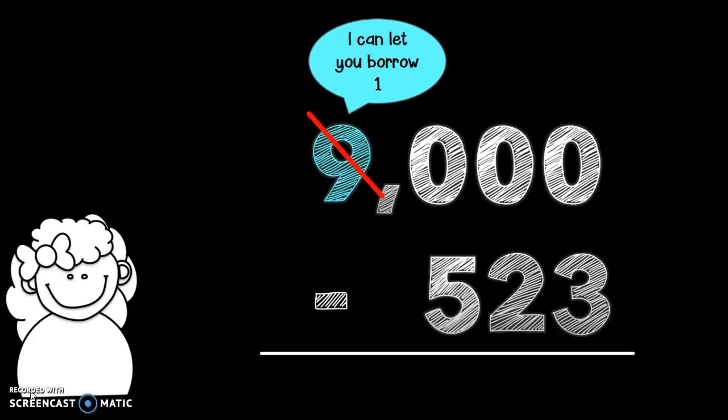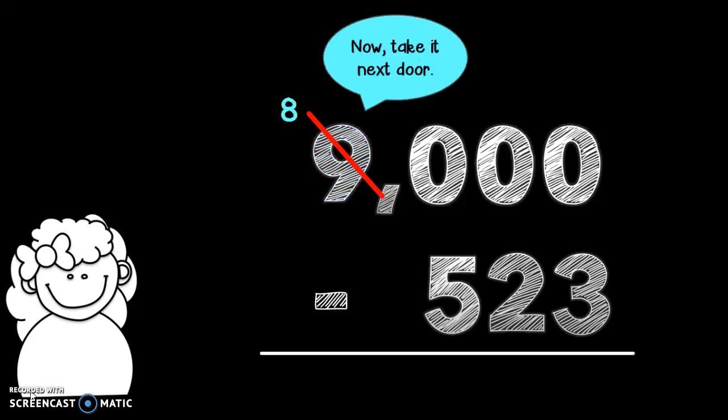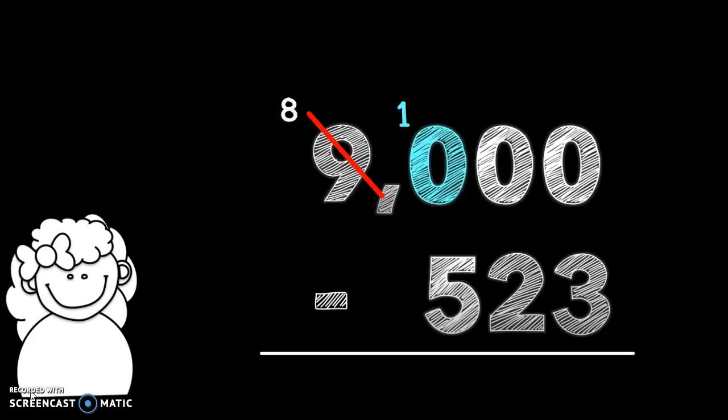So we cross out the 9. The 9 becomes an 8. And the 8 says, now take it next door. So we're going to go to the 0 in the hundreds place. We're going to put a 1 above it.